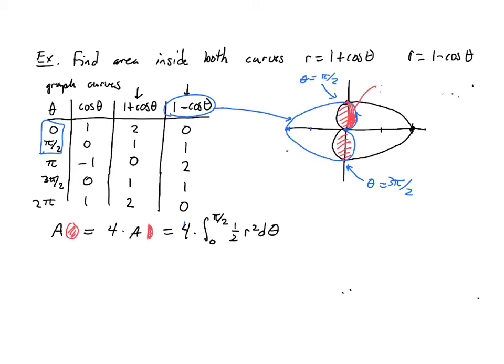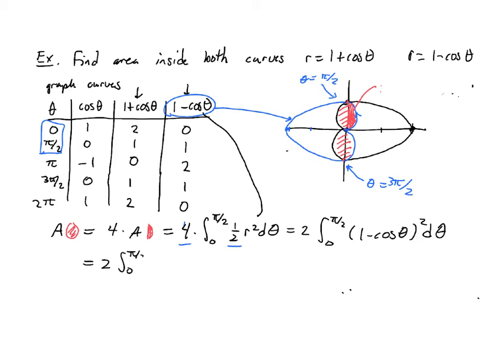And for the r squared formula that we use here, I'll combine the 4 and the 1/2 to give me a 2 outside, integral from 0 to pi over 2, using this 1 minus cosine theta squared d theta. And if you go through and evaluate that integral, we have 2 integral 0 to pi over 2, 1 minus 2 cosine theta plus cosine squared theta d theta.